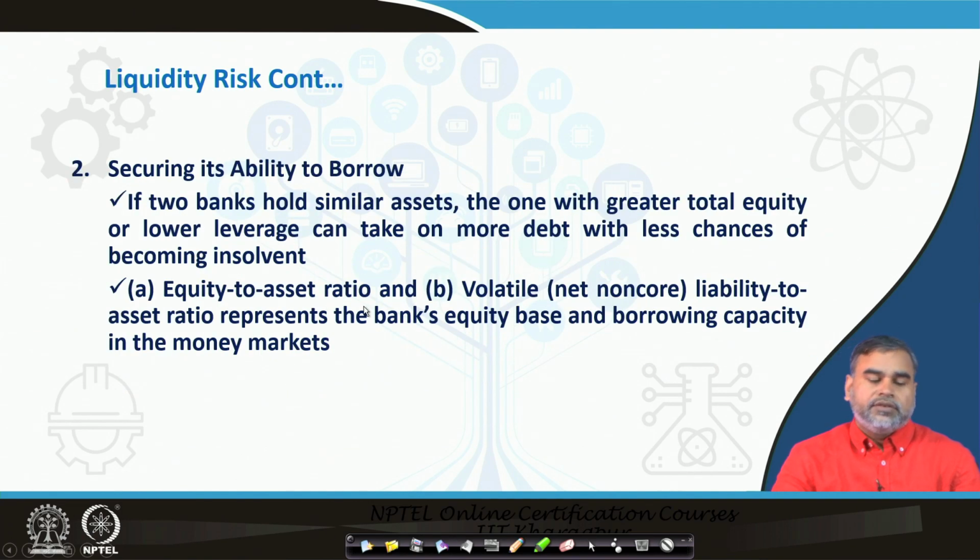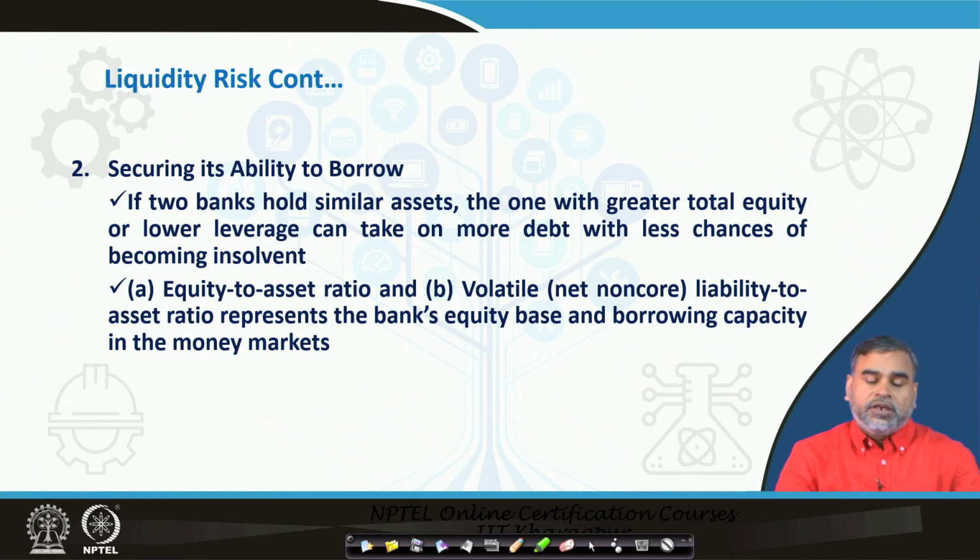And the second one is securing its ability to borrow. For example, if two banks have similar assets, and one has greater total equity or lower leverage, then obviously the one with greater total equity or lower leverage can take on more debt with fewer chances of becoming insolvent. The reason is what?